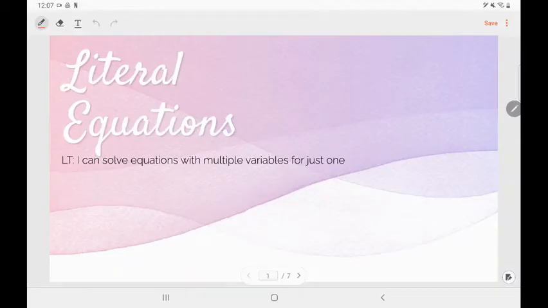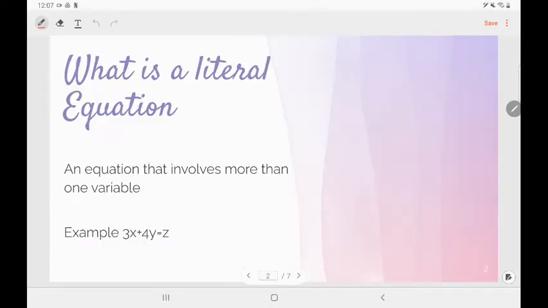This video is going to discuss how to solve literal equations. To begin with, we are going to talk about what a literal equation even is. So what is it? A literal equation is an equation that involves more than one variable. For example, I have this equation right here, and I notice that there's an x, a y, and a z. So this would be an example of a literal equation.